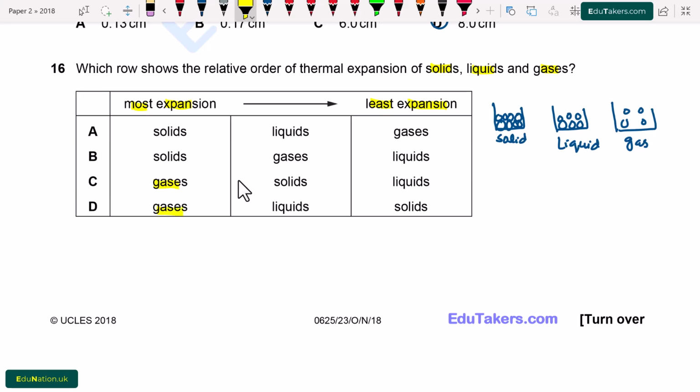Next we have to check which one of the following expands the least. Because there is no spacing between the solid, there will be least expansion for the solid, which is given in option D. And there is a small spacing between the molecules of the liquid, so there will be a small amount of expansion, which is for the liquid. So only option D is correct.